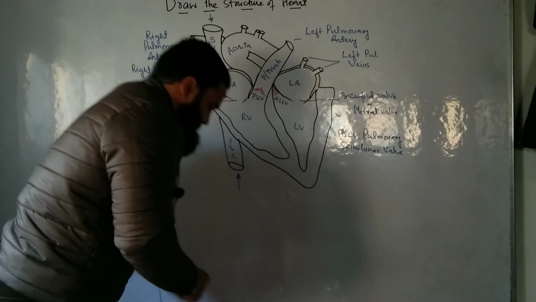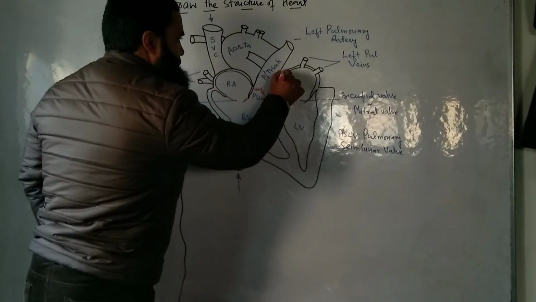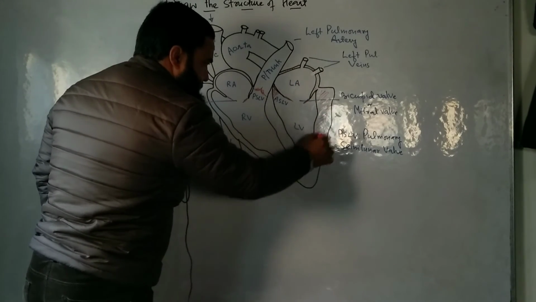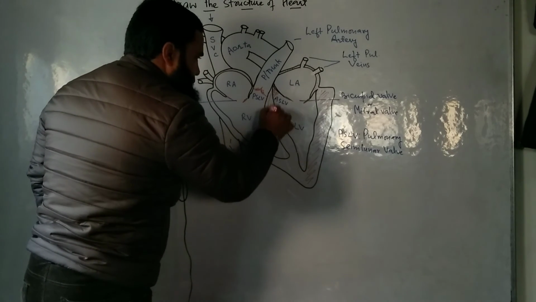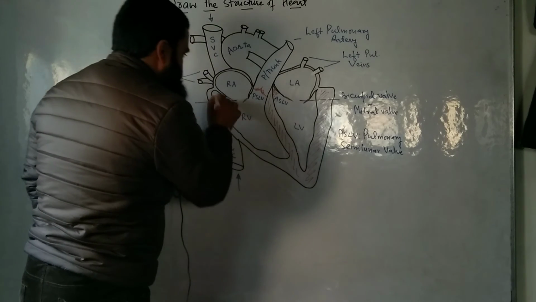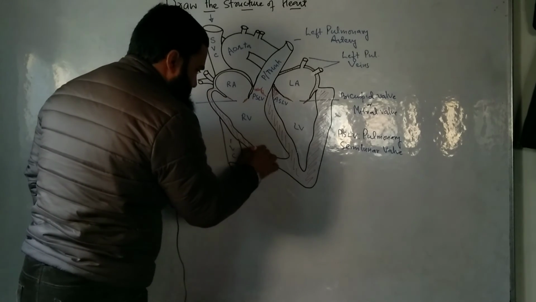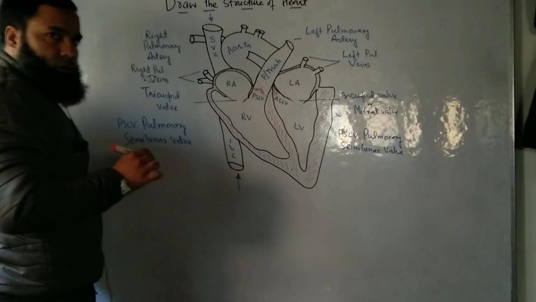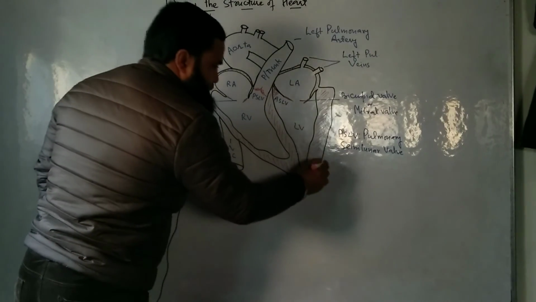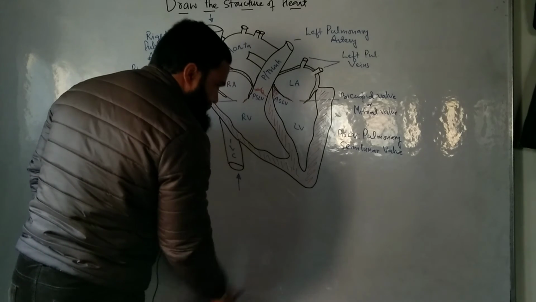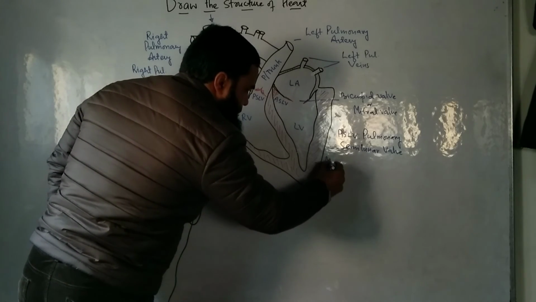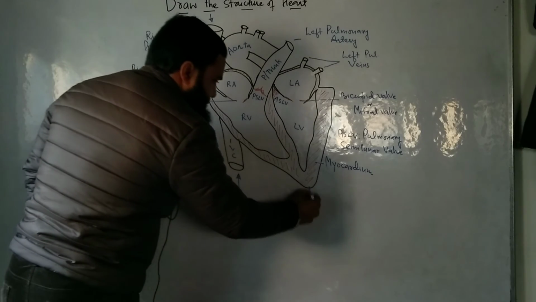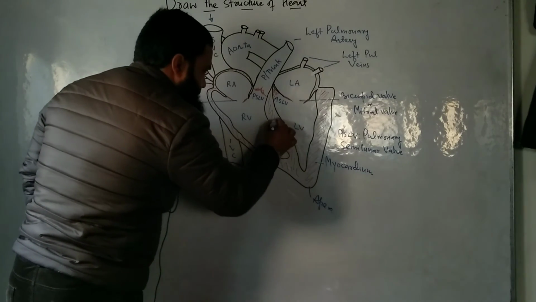And this main portion of the heart, this is the left atrium, and this is the wall of left ventricle. This is the wall of right ventricle, and this is the wall of right atrium. This is most thickest wall made up of cardiac cells. This is called the myocardium, and this is called the apex of heart, and this is the septum.